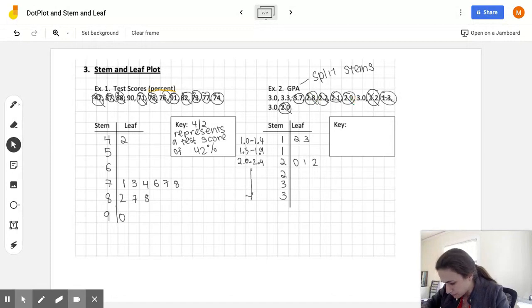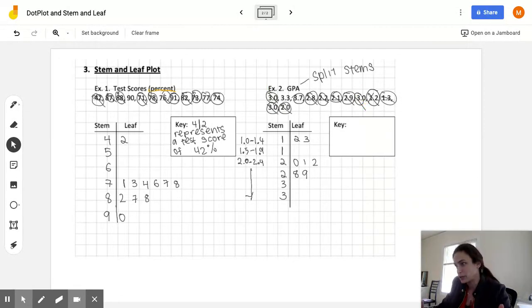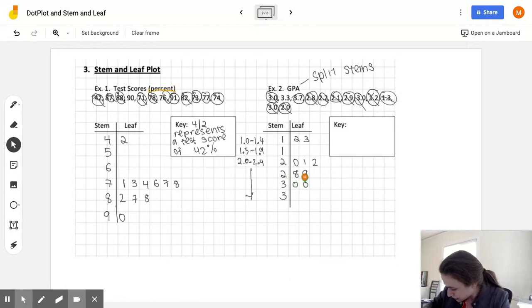So I got 8, and then I got 9. Okay, 3.0 to 3.4, there's 1, 2, 3 3.0s. So for 3 3.0s, do I need to put the 0 3 times? Yes, you do, because there are 3 students who had a 3.0 GPA, and then we're going to put a 3.3. Oh, was there not one? Oh, there is a 3.7. So this is going to be a 3.3. And you guys notice I circled that one in the beginning because that was my highest value. So I don't have an X through it, meaning I didn't put it on yet.